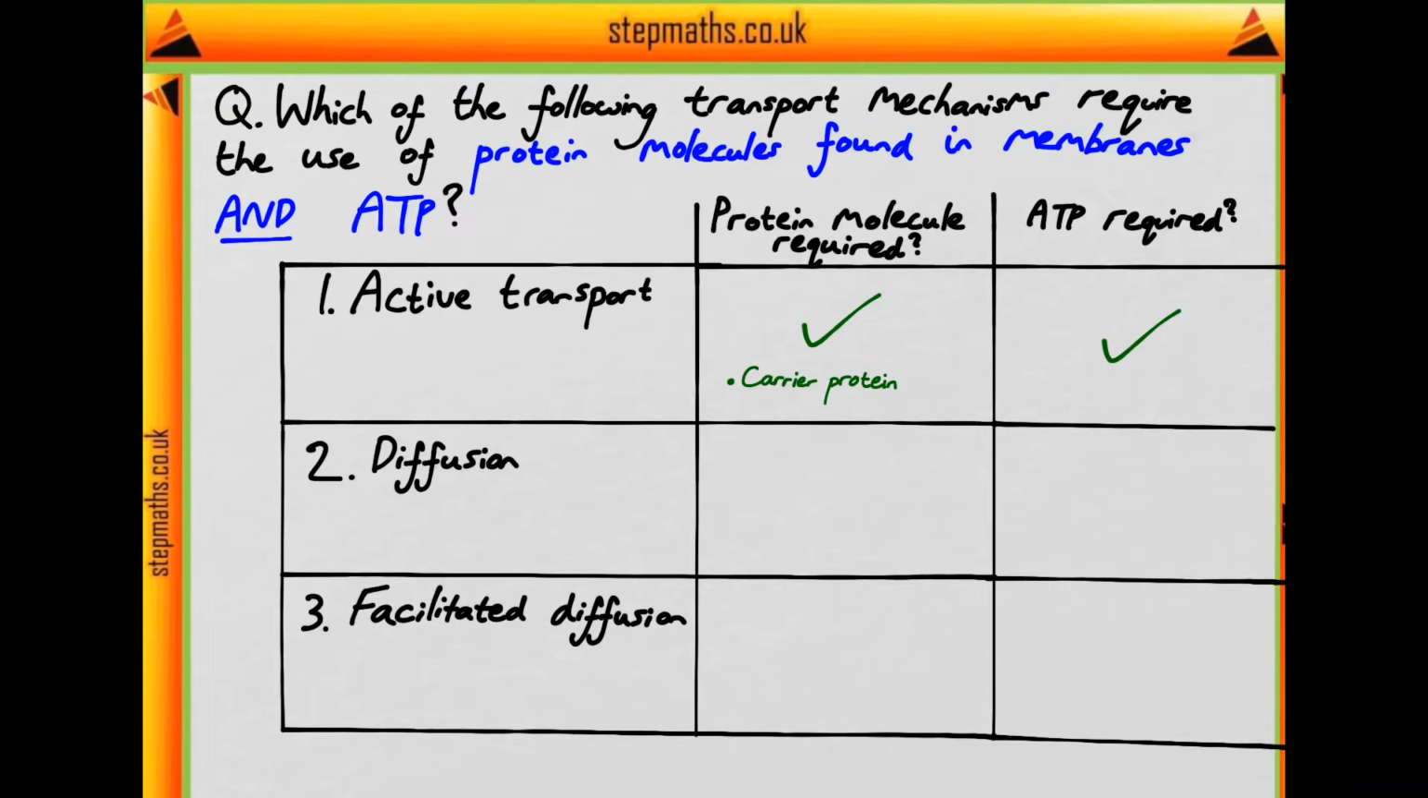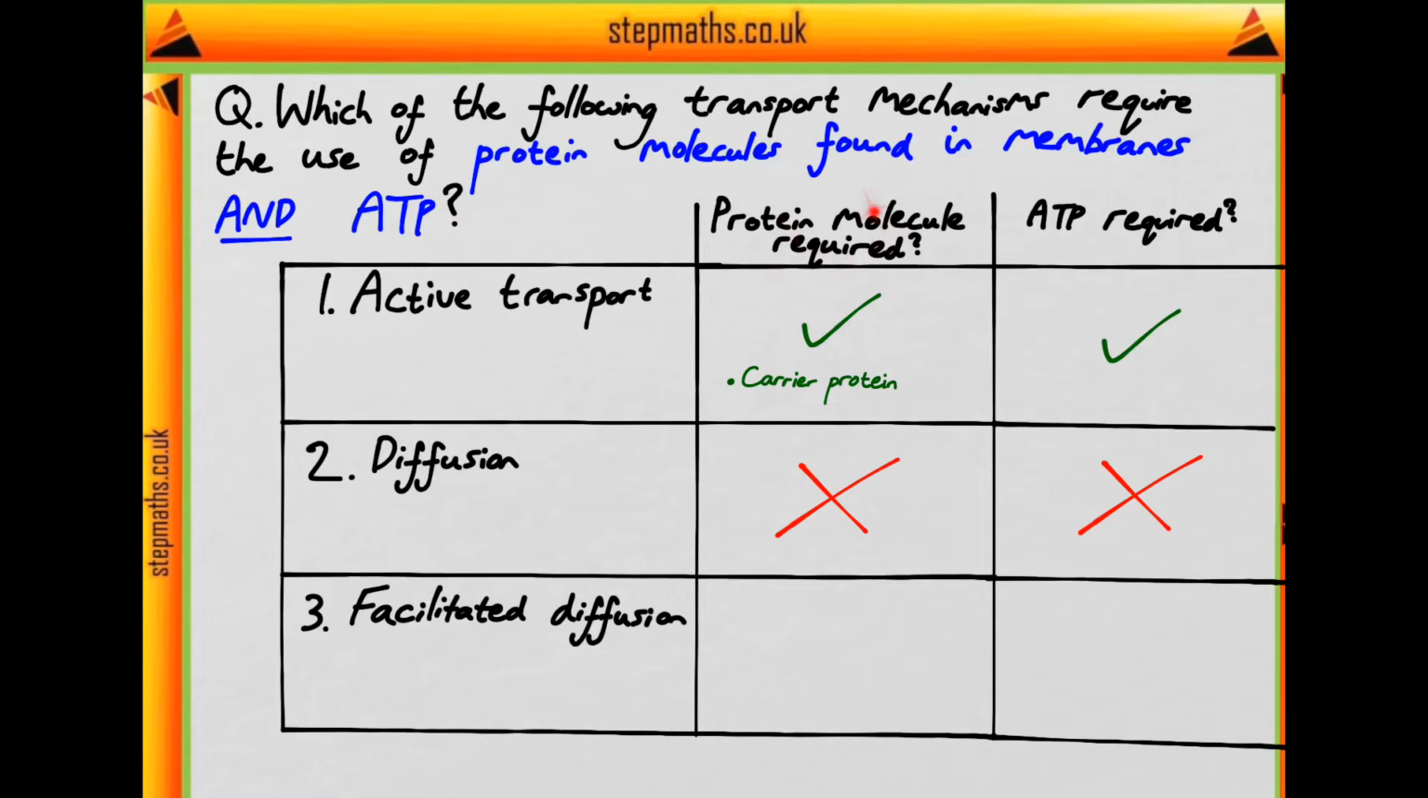So now on to diffusion. Is a protein molecule required for diffusion? No. Diffusion is simply the natural movement of something, whether that is, say, a glucose molecule, through space, and this is unassisted by protein molecules. Next, as diffusion is the natural movement of a substance, it does not require energy, and so diffusion is a passive process.